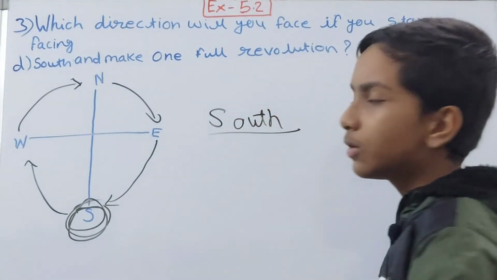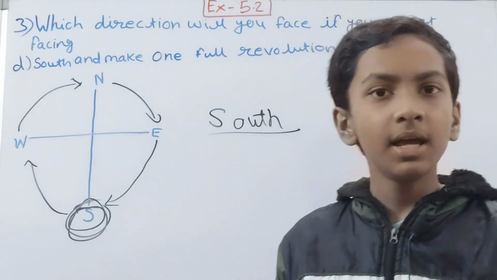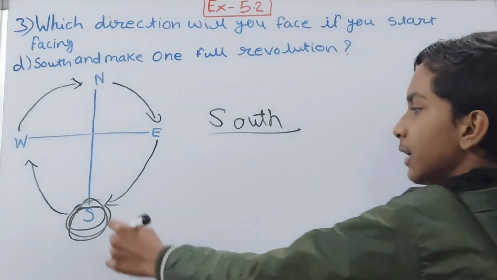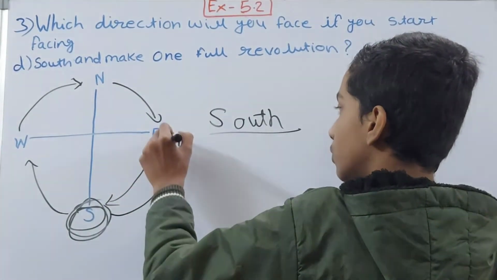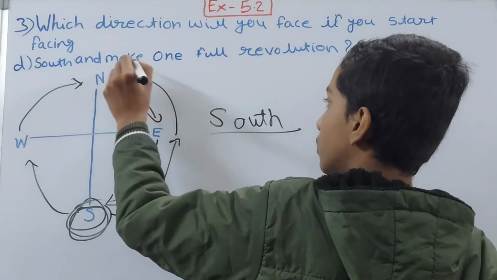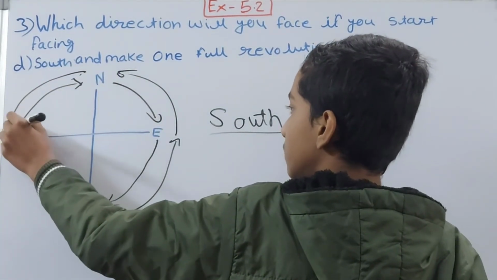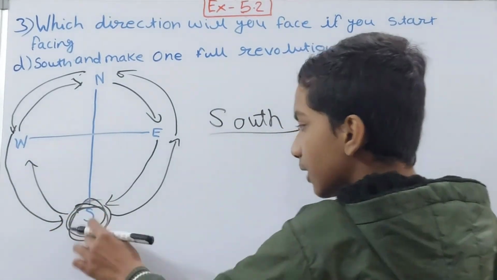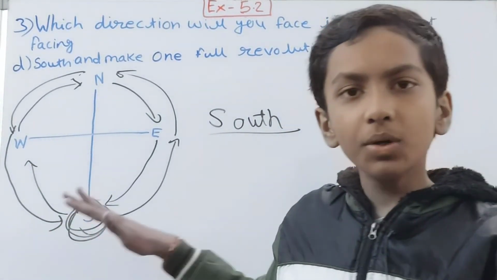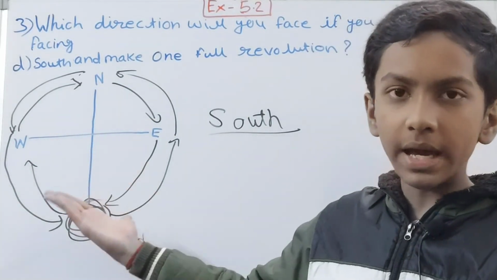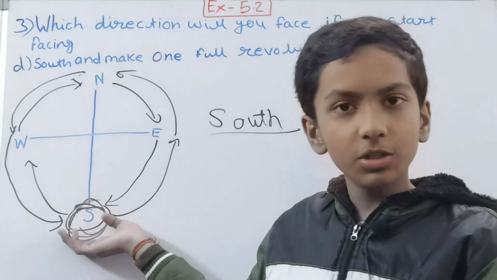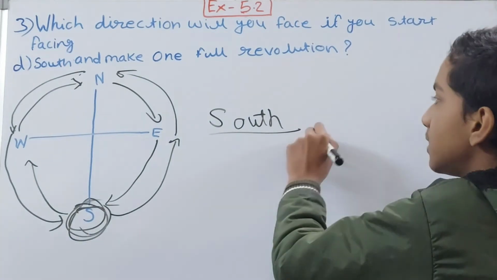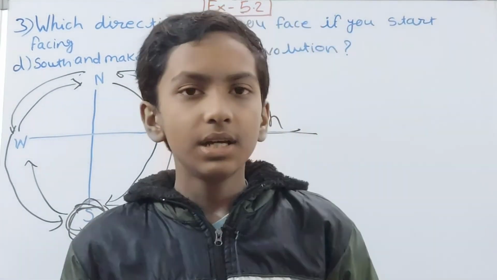Now why am I moving clockwise when it has not been specified? If you move anti-clockwise, from south to east you will go, from east to north you will go, from north to west you will go, from west to south you will go. Again it is coming back at south only, right? So you can go in any direction, and you will come back to your original place only. So your answer is what? South.